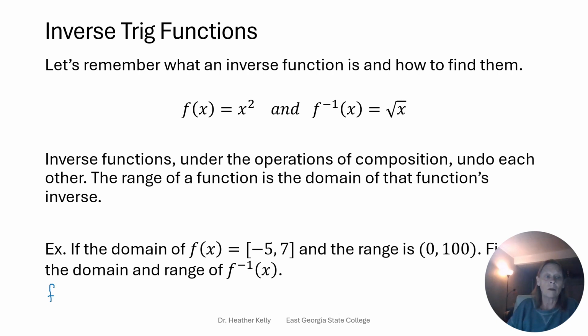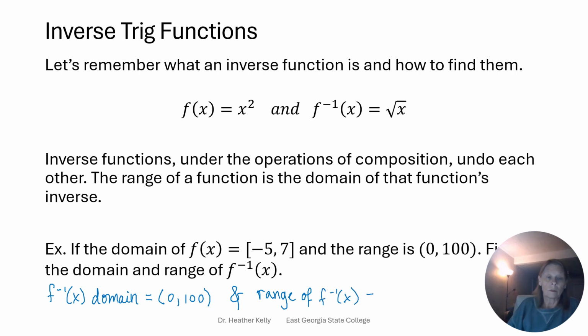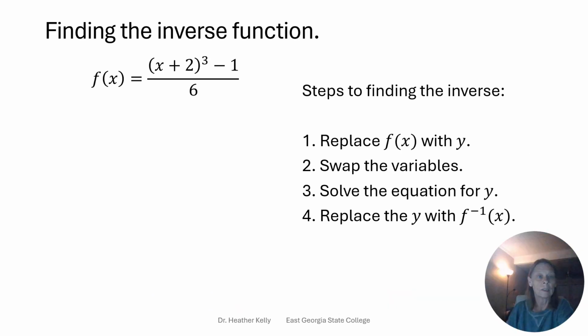So because of the inverse nature here, f inverse's domain is the range of the original function, so 0 to 100, and the range of f inverse is -5 to 7. They flip-flop, and that's going to become important. That seems like a detail, like whatever, but that detail is extremely important as we move forward.